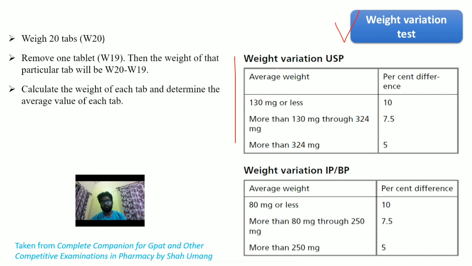In case of USP, if the weight of the tablet is 130 mg or less, then 10% percentage difference is allowed. If the weight of the tablet is from 130 mg to 324 mg, then 7.5% variation is allowed. If the weight is more than 324 mg, then 5% deviation is allowed. These are in case of your IP.